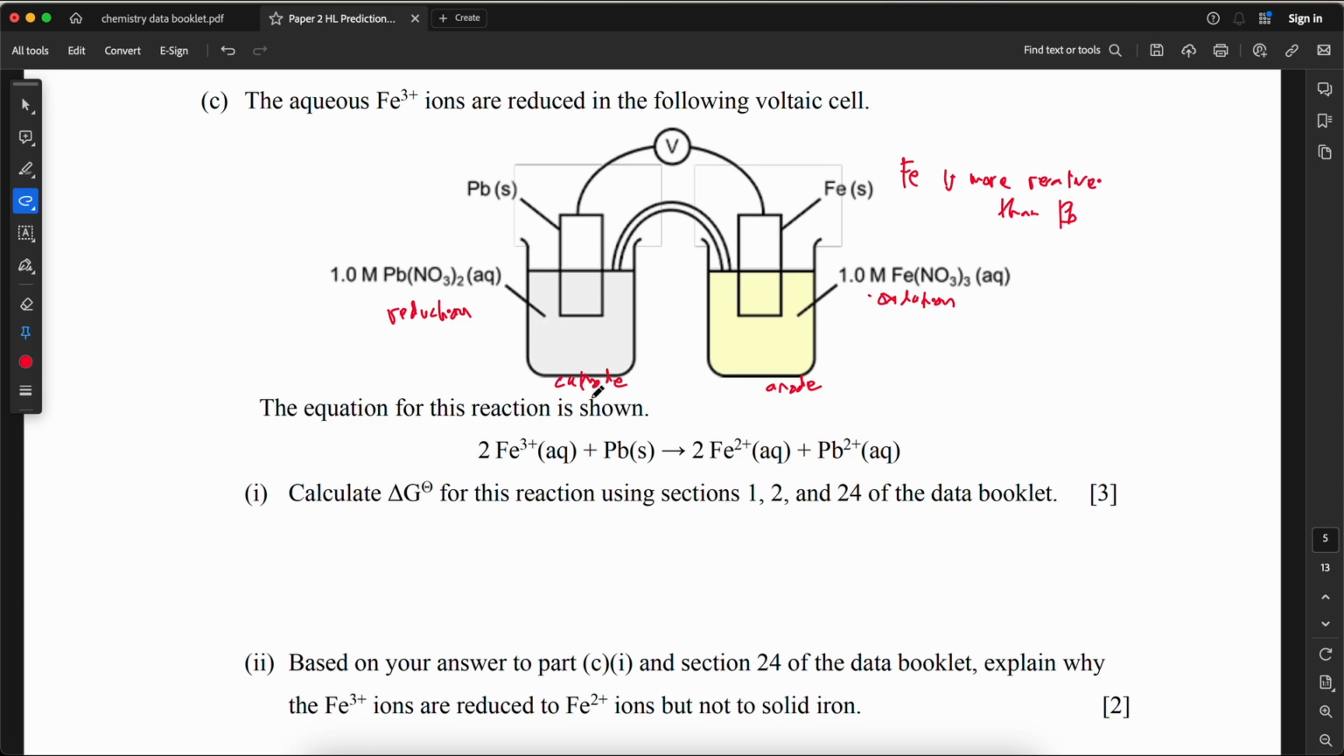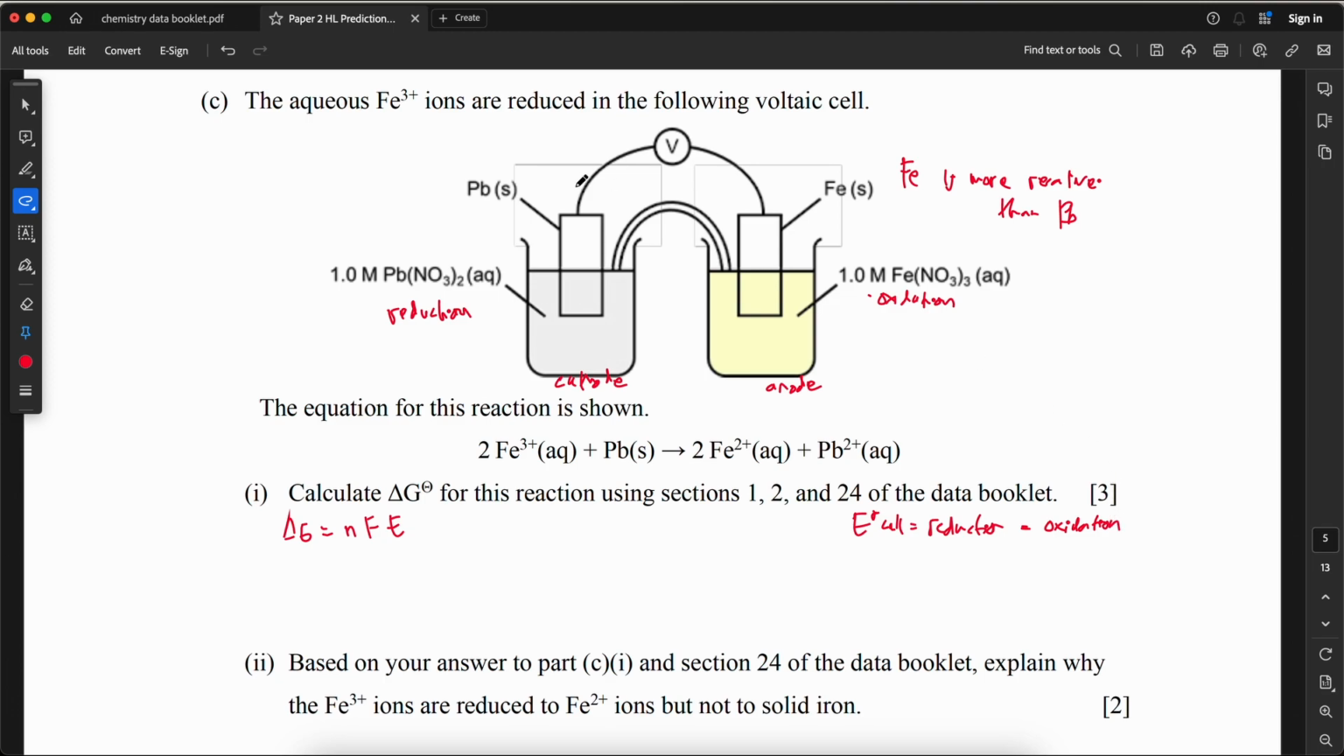Calculate delta G for this reaction using section 1, 2, and 24 of the data booklet. To calculate delta G, we need nFE, so we need electrode potential, cell potential. So this E cell would be reduction minus oxidation.